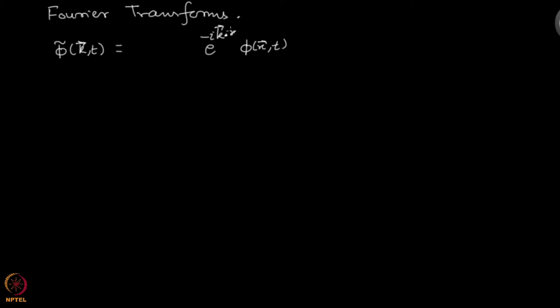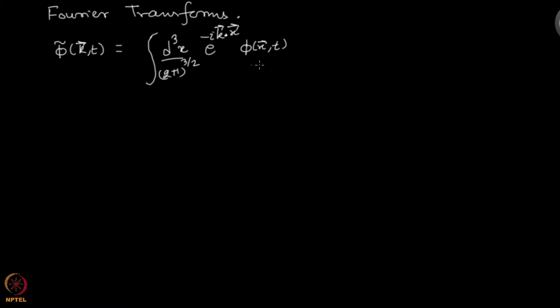Or I can, there's no problem. And d cube x over (2 pi)^(3/2). So I'm going to keep the factors of 2 pi symmetrically between the Fourier transforms of phi(x) and phi(k), phi tilde(k). Okay.